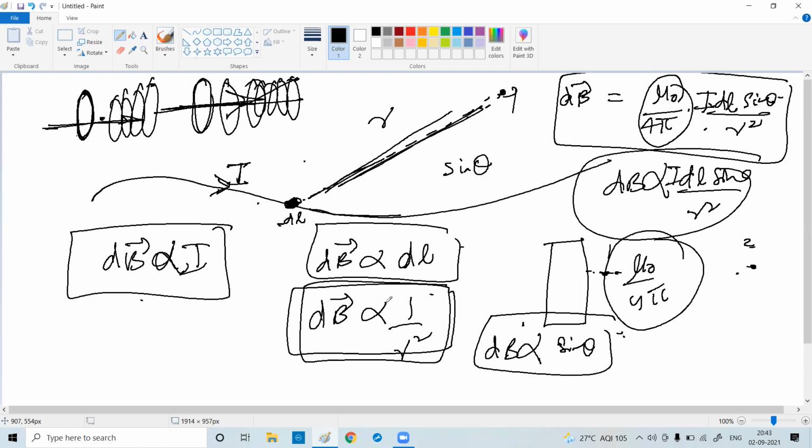Magnetic permeability, and this law is called Biot-Savart's law. Is it clear?